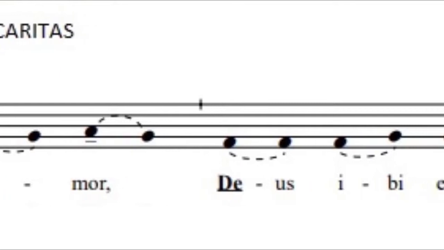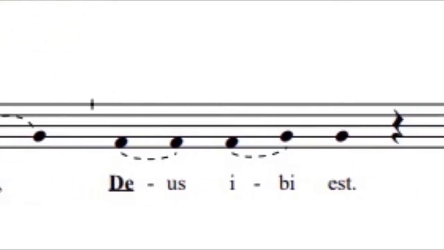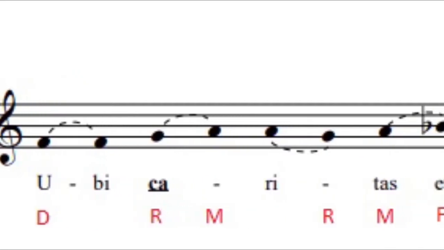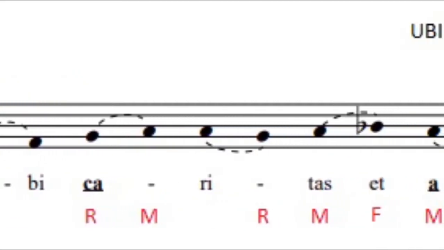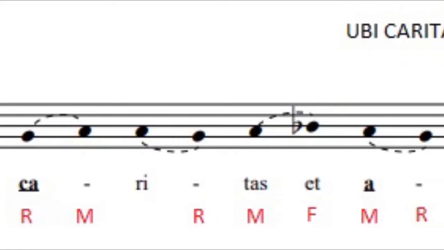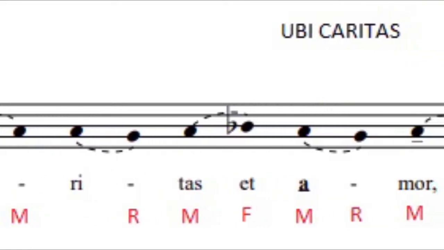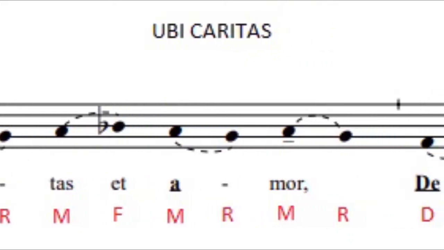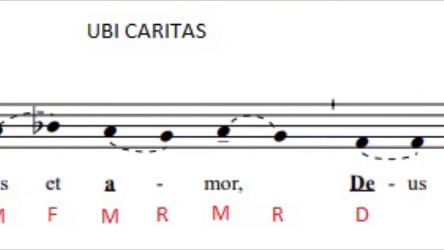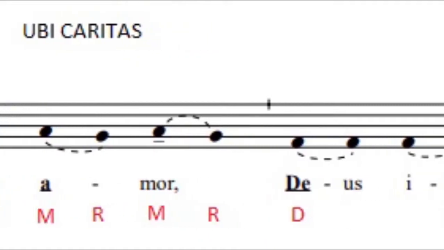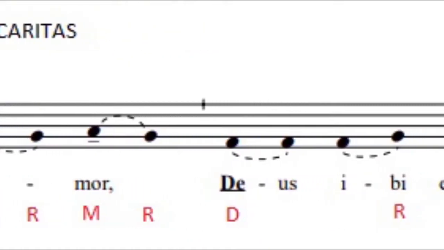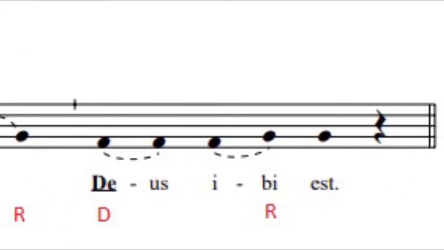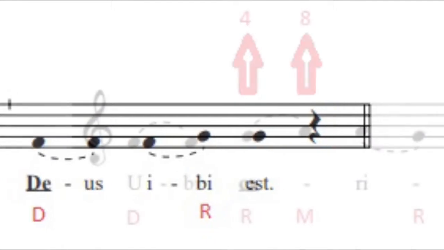Deus ibi est. So now let's input our solfege that we all know and understand. Do, do, re, mi, fa, mi, re. Do, do, re. So what we have to do is not tune this with equal tempered sense, but Pythagorean sense. So remember that the re is actually 4 cents higher and the mi is 8 cents higher, right? So here's what it looks like.